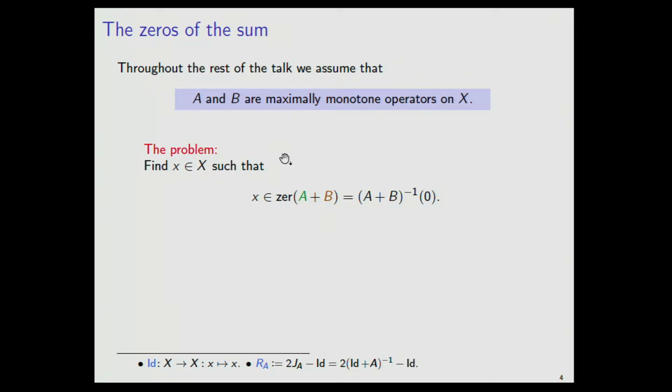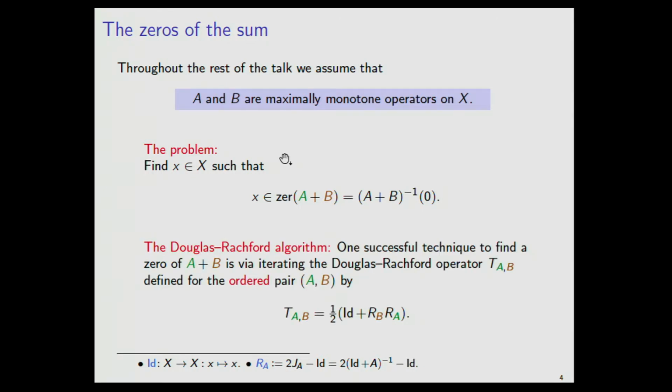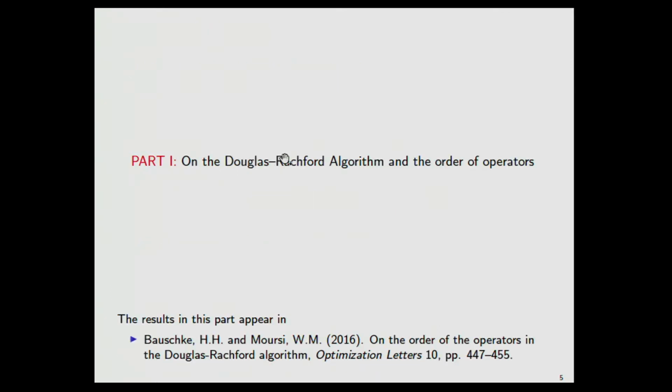So throughout the rest of this talk, A and B will be maximally monotone operators. And the problem of finding a zero of a sum of two monotone operators is to find an x that satisfies this monotone inclusion. And of course, as we have seen in many talks, that covers many optimization problems. The Douglas-Rachford method is a successful technique to solve this problem by iterating the operator T_AB. By definition, we can clearly see that it's not symmetric in A and B, so we care about the order here. So the first part of the talk is about the Douglas-Rachford algorithm and the order of the operators.